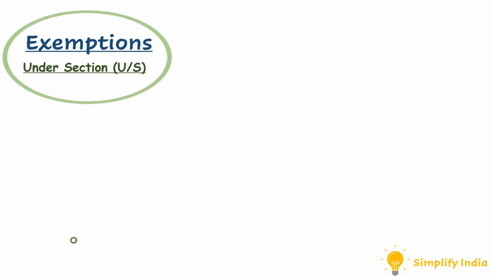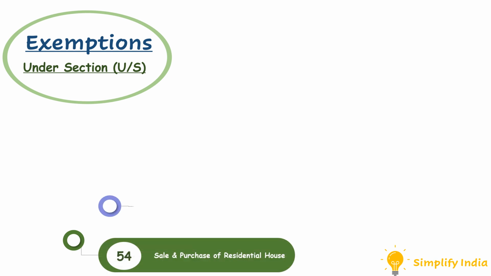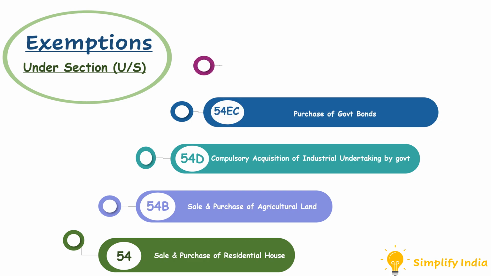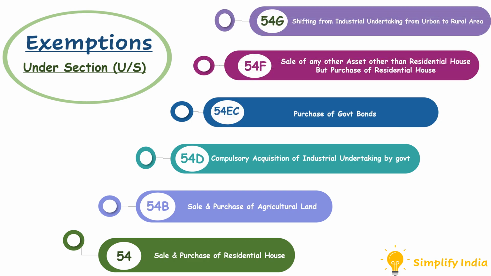Now, we are going to learn the various exemptions in brief. That is, under section 54, 54B, 54D, 54EC, 54F and 54G.